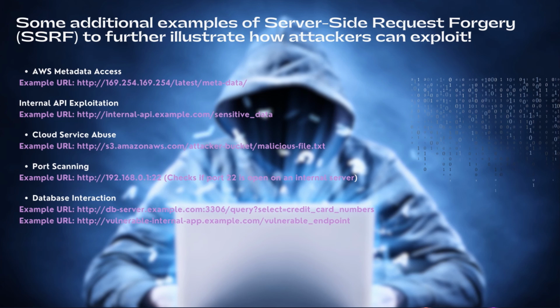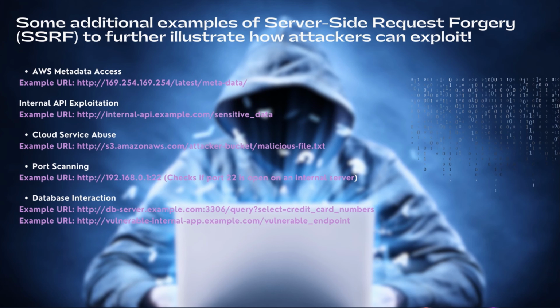Then we have internal API exploitation. Suppose that a web application allows users to fetch content from external websites by providing a URL. An attacker can manipulate this input to point to an internal API accessible only within the organization's network. Then the attacker would extract sensitive data from the internal API responses, such as customer records or confidential information.